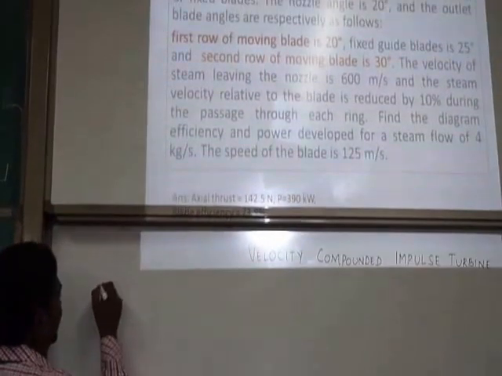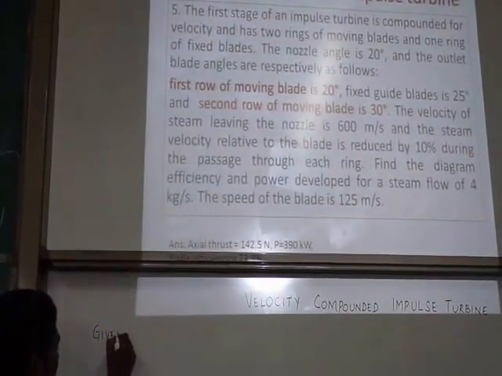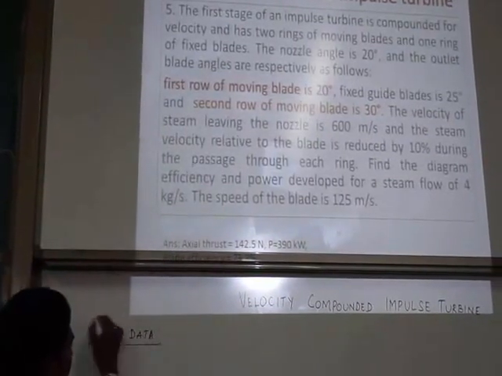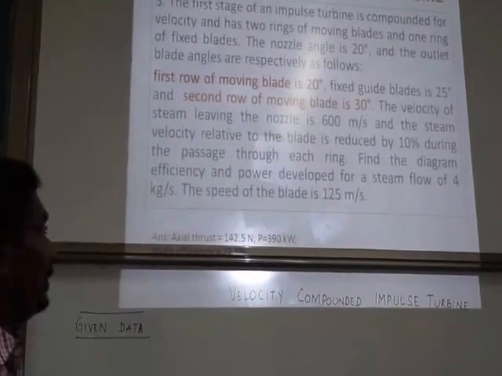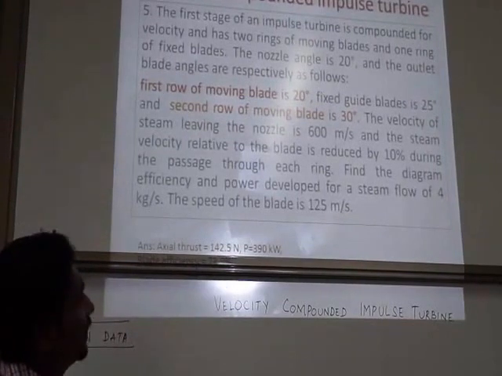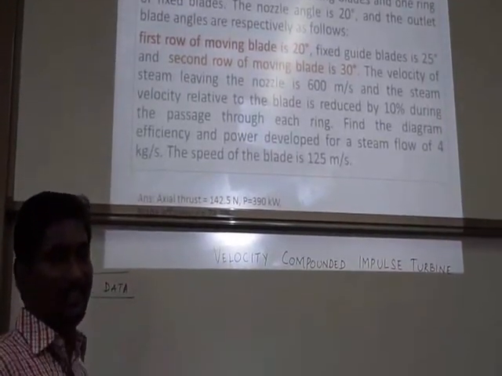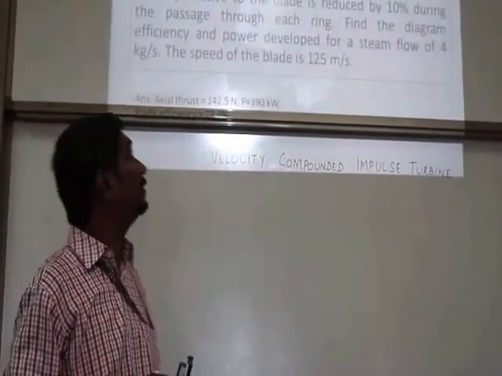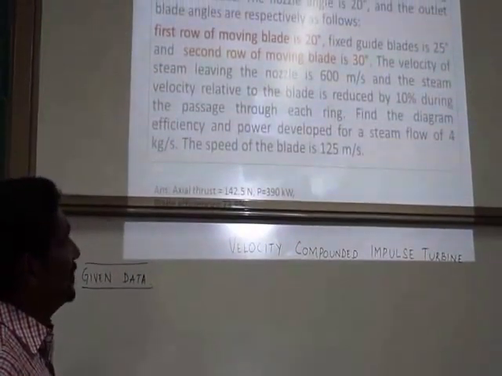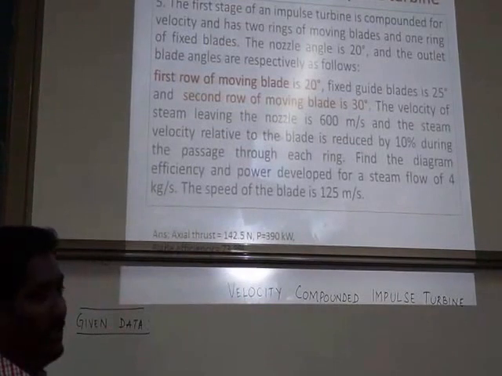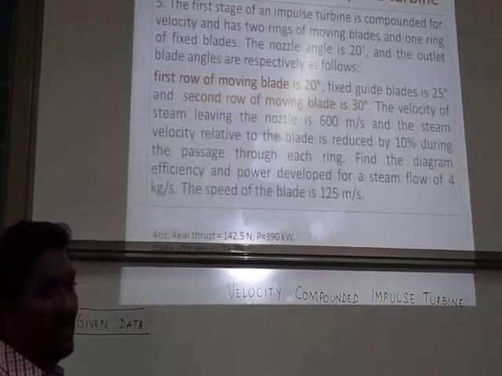Coming to this problem, let us write the given data. What is given in this problem? The first stage of an impulse turbine is compounded for velocity. Compounding means you are going to have multiple stages. Velocity compounding means we are going to reduce the velocity in different stages. It has 2 rings of moving blades, that means there are 2 stages of moving blades, and 1 ring of fixed blades. Fixed blade is nothing but the guide blade. It is similar to the nozzle.